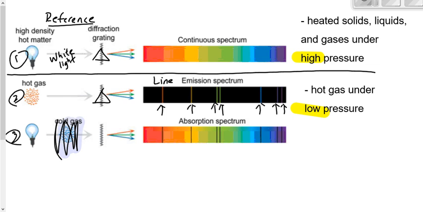The lines. So it must be this cold gas that resulted in these lines, right? It's the only thing that makes it different. What's happening here?